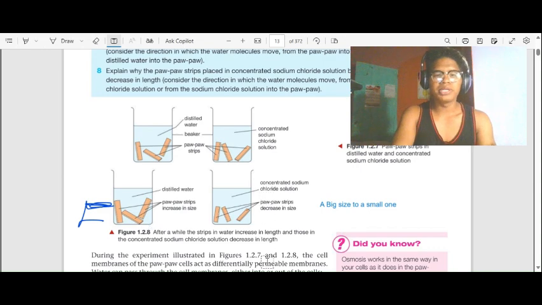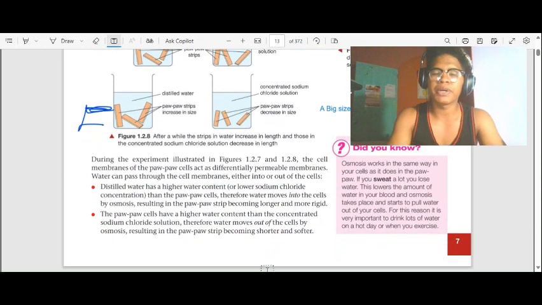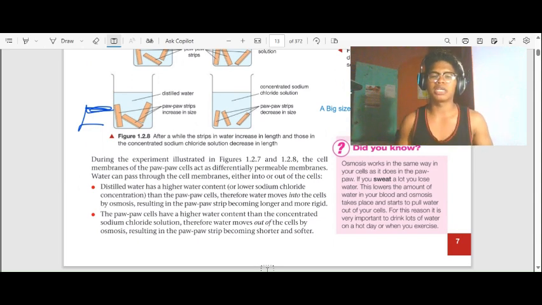During the experiment illustrated in figures 1.27 and 1.28, the cell membranes of the pawpaw cells act as differentially permeable membranes. Water can pass through the cell membranes either into or out of the cells. Distilled water has a higher water content, or lower sodium chloride concentration, than the pawpaw cells. Therefore, water moves into the cells by osmosis, resulting in the pawpaw strip becoming longer and more rigid.